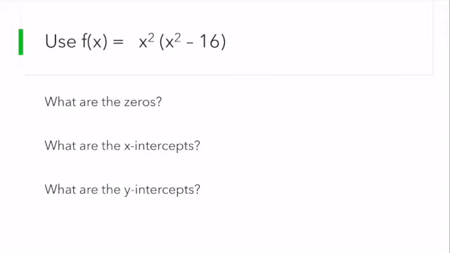Okay? So I have x squared, that's fully factored. Well, I could write that as x times x. Then I have x squared minus 16. That's a difference of perfect squares, so this is going to factor to x minus 4, x plus 4. And if you weren't quite sure how to get that, you should go back and look over how to factor. So I set each of these equal to 0, and that's going to give me my zeros.